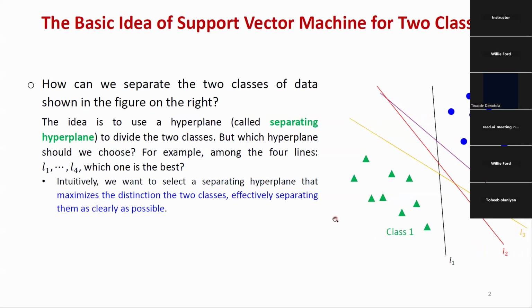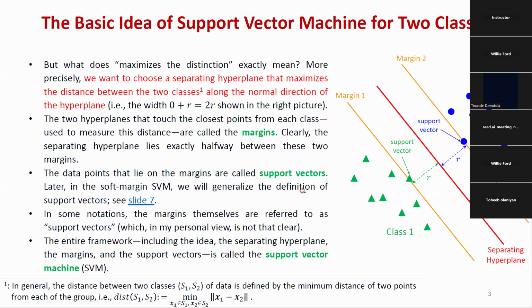The problem is that you remember when we introduced linear regression, you need to accurately define the best. You cannot just describe it as best. We need to have a mathematical model, right? And hence we do it in this way. So here we want to choose a separating hyperplane that maximizes the distance between the two classes along the normal direction of the hyperplane.